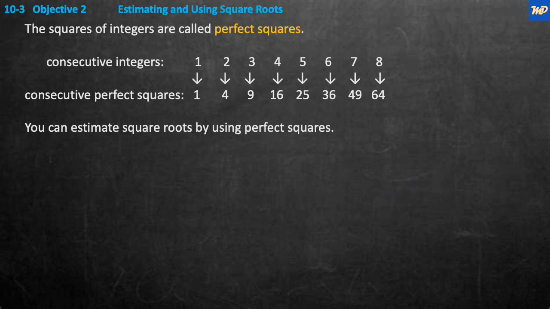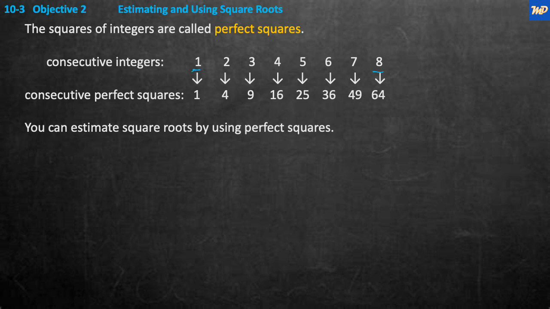Good job. Okay, so in objective 2, estimating and using square roots, we're going to talk about perfect squares. What is a perfect square? The squares of integers are called perfect squares. So consecutive integers, 1, 2, 3, 4, 5, 6, 7, 8, I've got them written out here. Integers go on forever. The consecutive perfect squares are 1, 4, 9, 16, because it's the square.